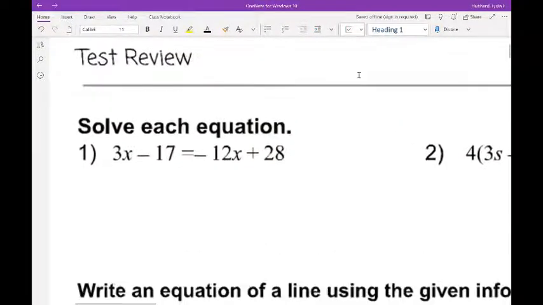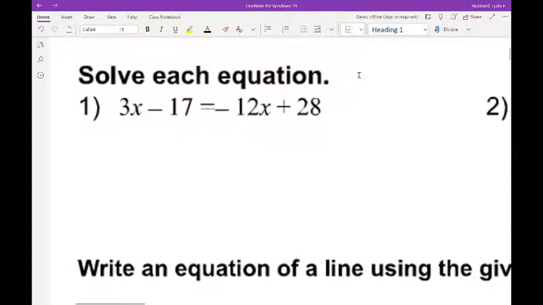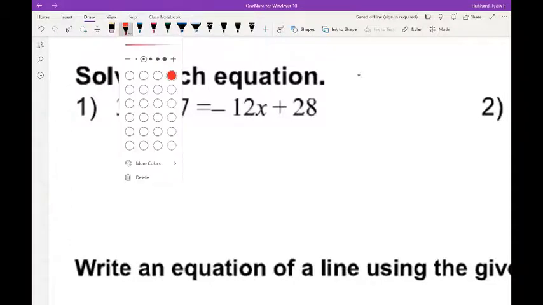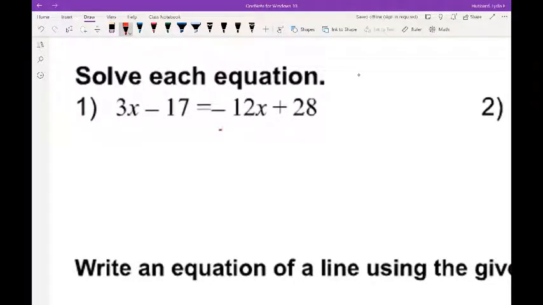So starting with number 1, this is asking us to solve each equation. So when we're solving equations, our goal is to get variables on one side and constants on the other. So we don't have anything to distribute here, so I'm just going to start by adding this 12x to both sides because that's going to get rid of it on the right side and move it to the left.